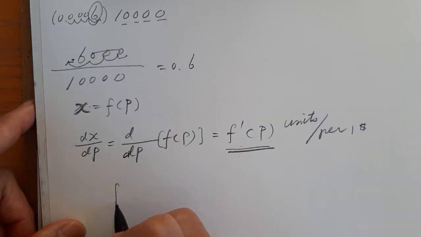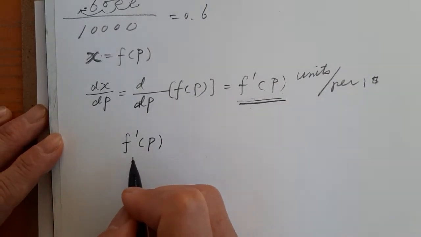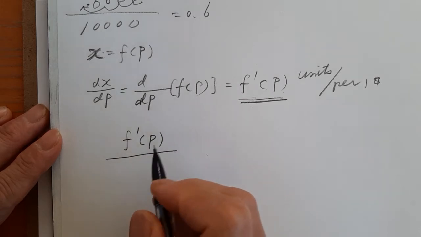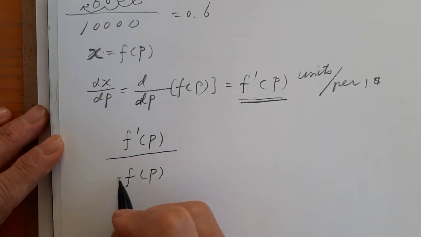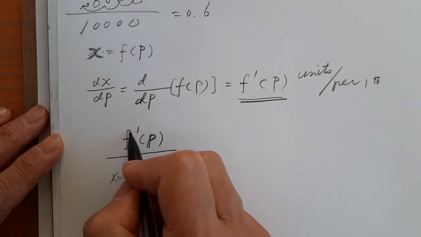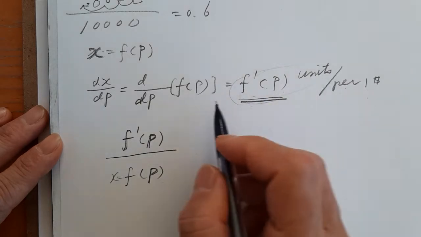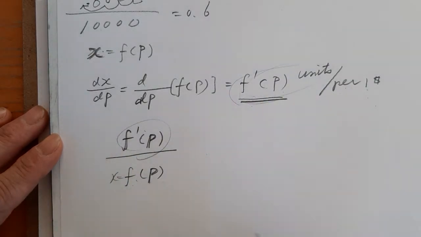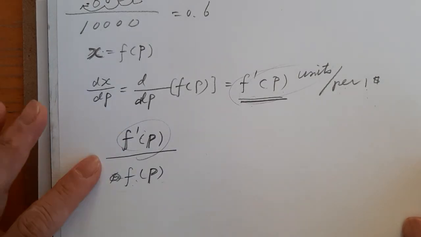Now, what is the percentage rate, the relative rate of change? It is divided by the total number of units. f of P is X, the total number of units at the price P. At the price P, the change per unit, per dollar, will change so many units. You divide it. That's what we call the relative rate of change of the units.